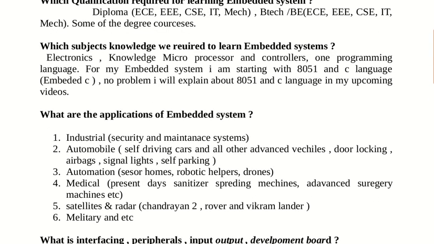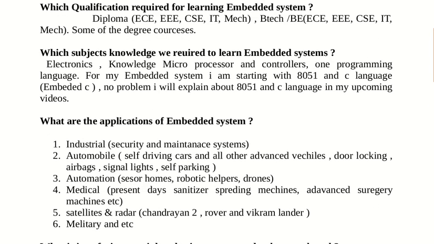Before learning about embedded systems, we need to know the exact use of embedded systems, where we use them and what their applications are. Then only can we understand embedded systems perfectly. So what are the applications of embedded systems? We use embedded systems for industrial applications. We have security and maintenance systems, like temperature controlling and some security systems, and thumb and fingerprint sensors. For all those industrial purposes we use embedded systems.